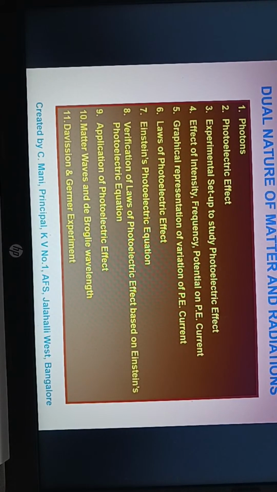In this, the cream of the topic you can understand quickly. This Davisson-Germer experiment is not there, but in JEE that question will come. Matter waves, de Broglie, it is there. Applications are there. Total 9 topics is photoelectric effect only. The 10th chapter is de Broglie. That's all.